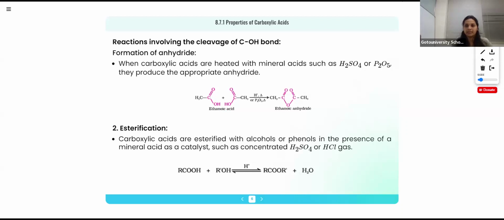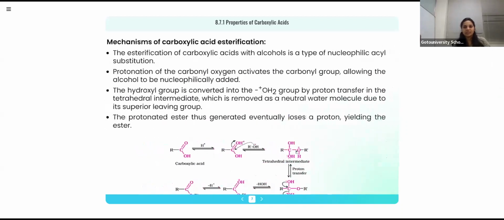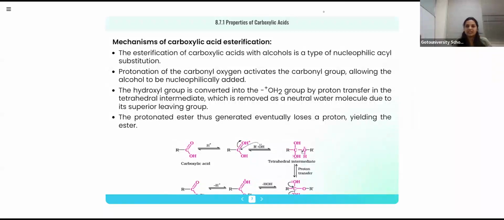Okay. Next one: the mechanism of carboxylic acid esterification. We have to know the mechanism also. The esterification of a carboxylic acid with an alcohol is a type of nucleophilic acyl substitution. Nucleophilic substitution, what is that? We know, right? Protonation of the carbonyl oxygen activates it.